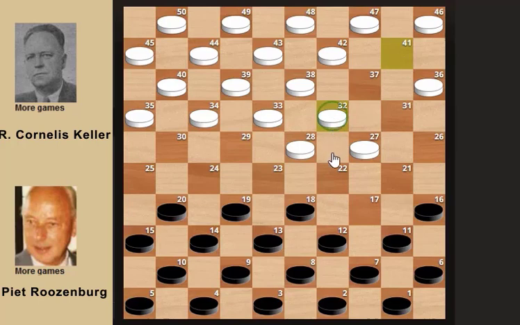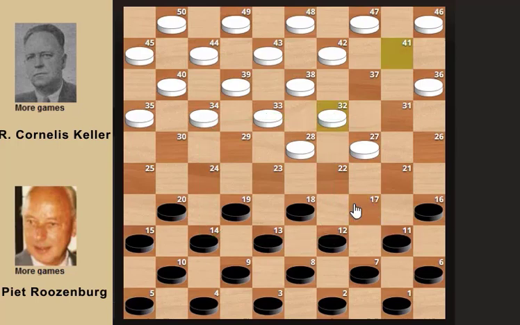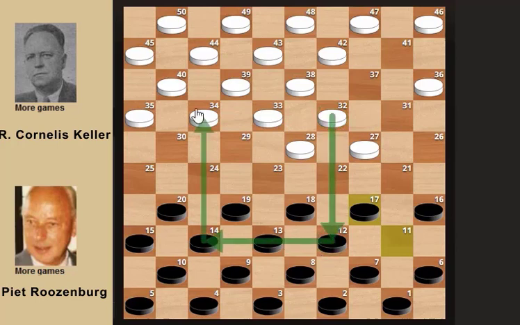So again, from the current position, if we draw the square, we see that this 17 here is empty. So if you draw the square, you see that this position needs to be taken. 17 needs to be taken. So Roozenburg moved his piece from 11 to 17. So this move was played by Roozenburg.